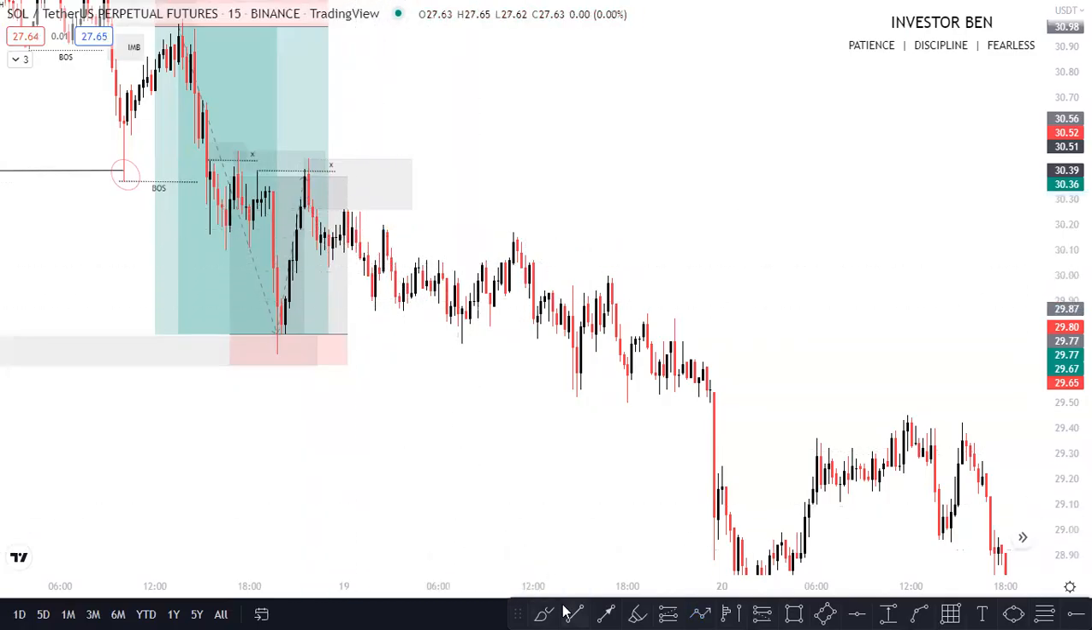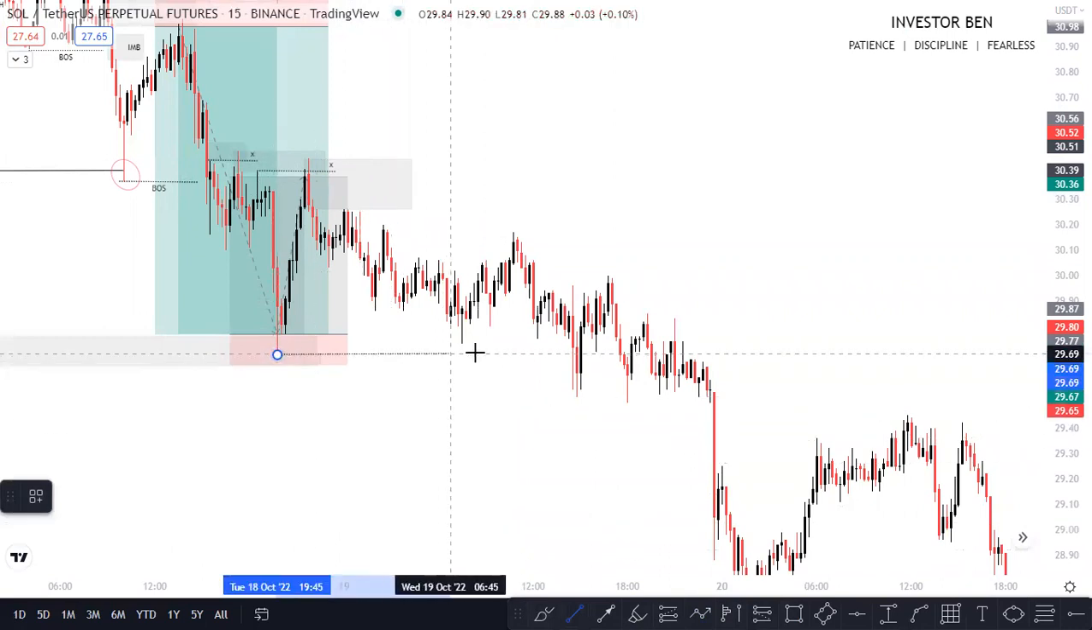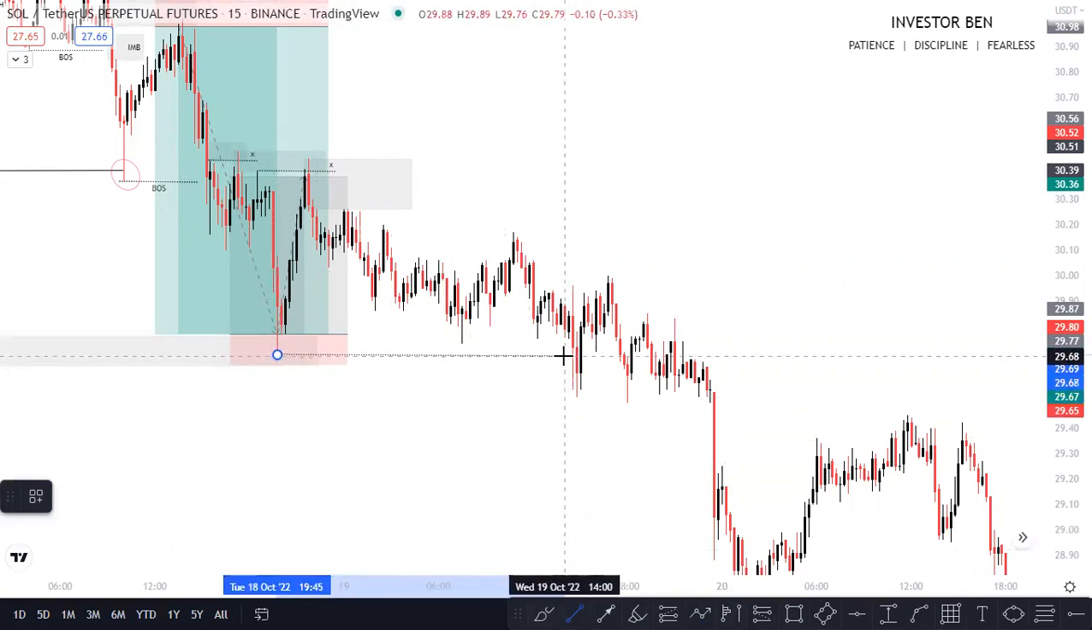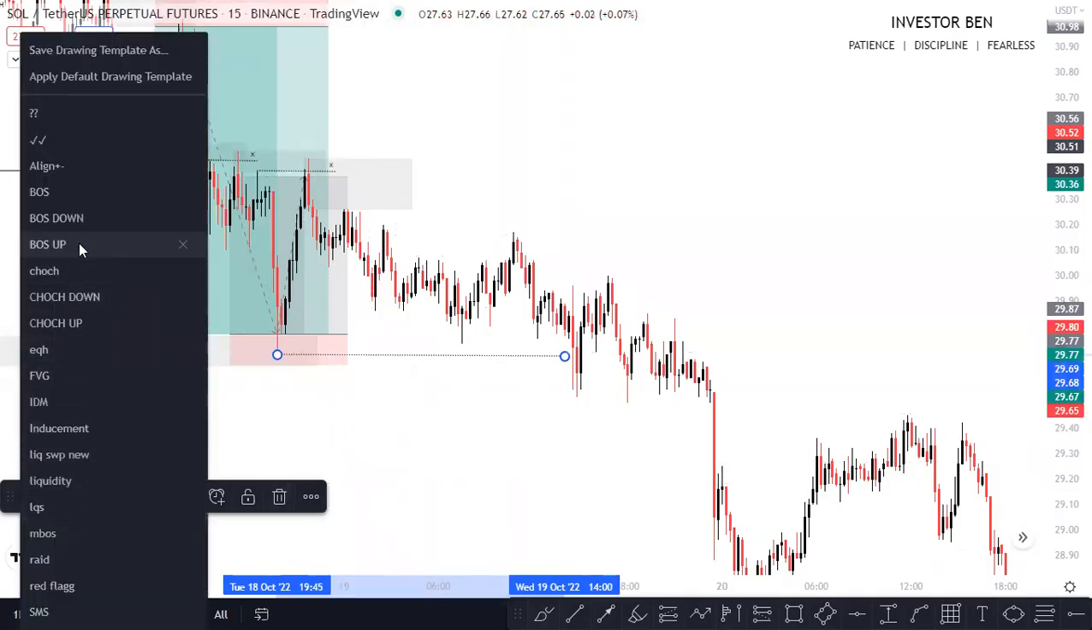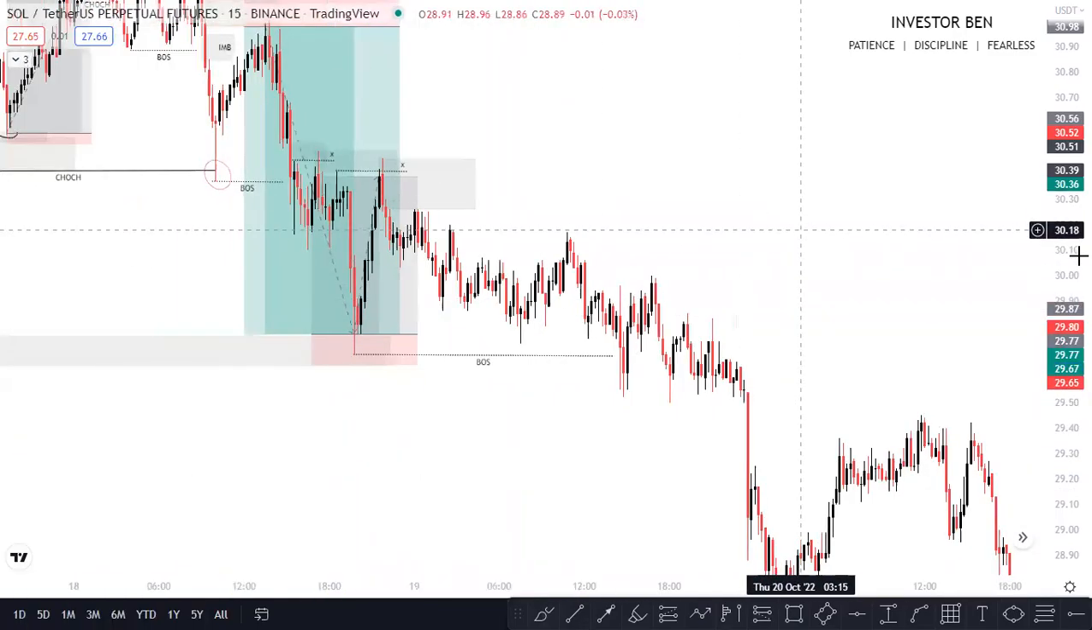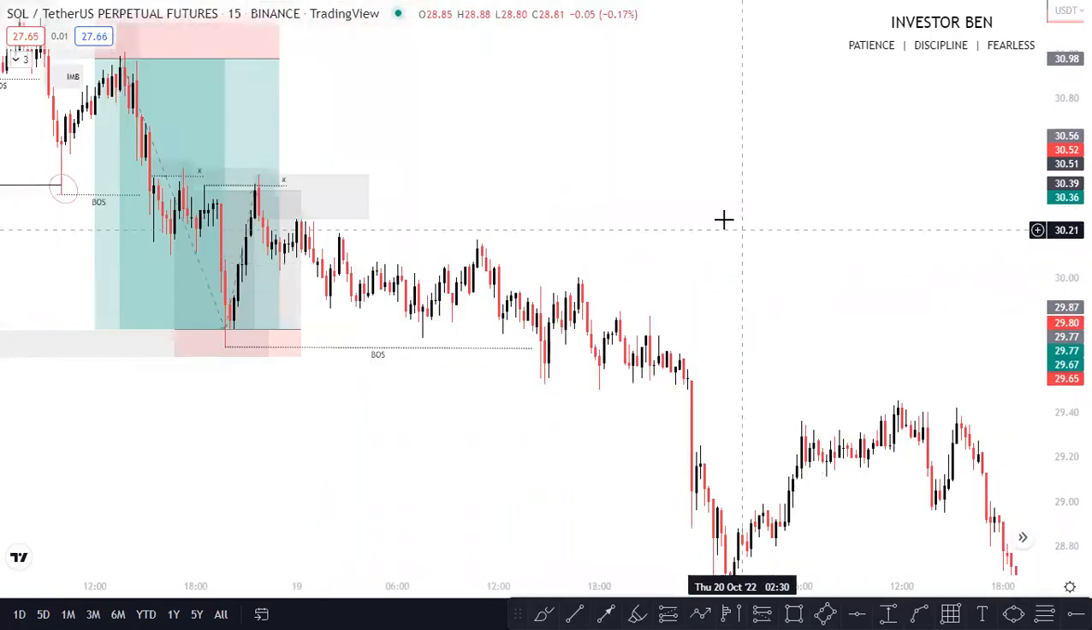So we broke structure again. We took out this major structure. Remember, these are all internal structures. We took out this structure, right? BOS to the downside.